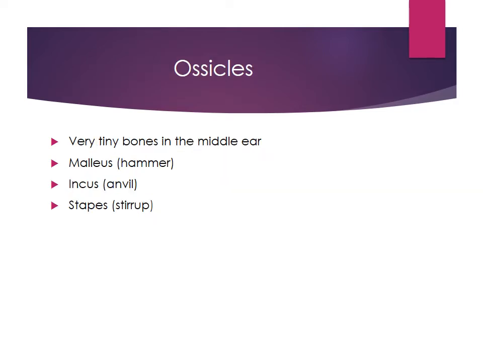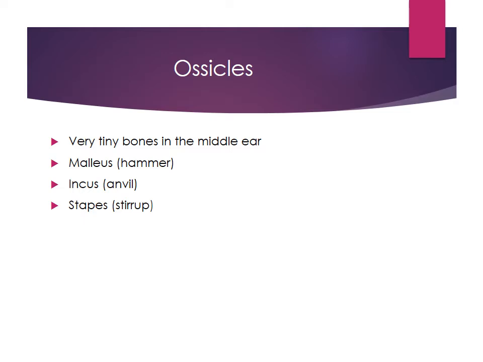The auditory ossicles are some of the smallest bones in the body and include the malleus, incus, and stapes. In fact, the term ossicles literally means tiny bones. Although these bones are small, they have the important job of amplifying sound and carrying the vibrations from sound waves to the inner ear.